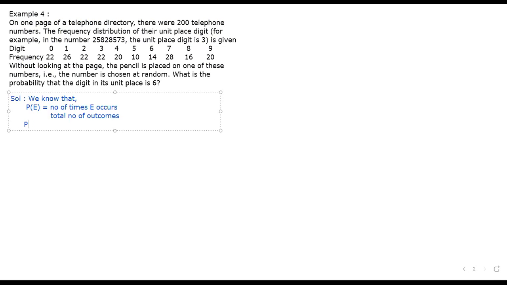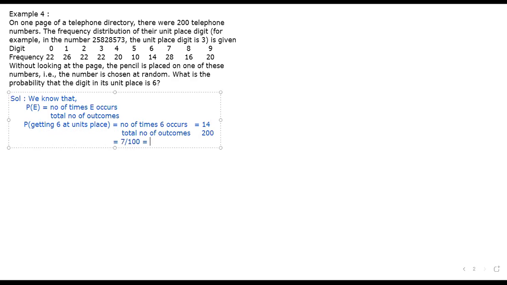So the probability of getting 6 at the units place is equal to number of times 6 occurs upon total number of outcomes, which is equal to 14 upon 200. If you want, you can reduce it to 7 upon 100, which is equal to 0.7. Yes or no? Yes.